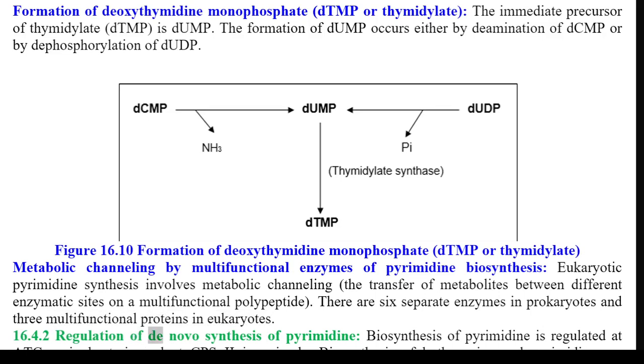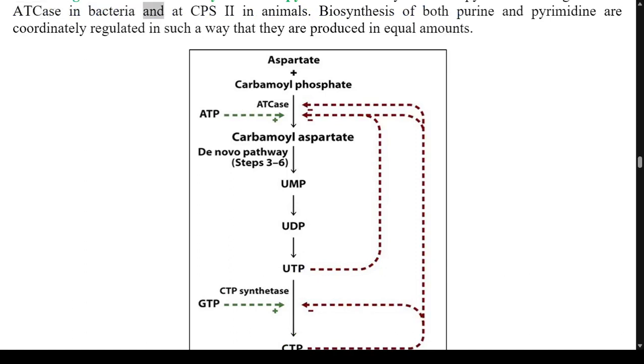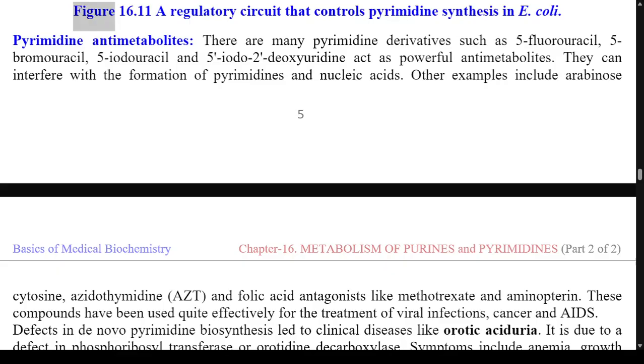16.4.2 Regulation of de novo synthesis of pyrimidine. Biosynthesis of pyrimidine is regulated at ATCase in bacteria and at CPS2 in animals. Biosynthesis of both purine and pyrimidine are coordinately regulated in such a way that they are produced in equal amounts. Figure 16.11 A regulatory circuit that controls pyrimidine synthesis in E. coli.